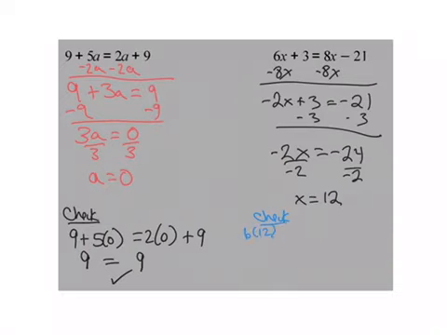6 times 12 plus 3 is equal to 8 times 12 minus 21. I've got 72 plus 3 on the left, and I've got 96 minus 21 on the right, 75 on the left, and look at that, 75 on the right.